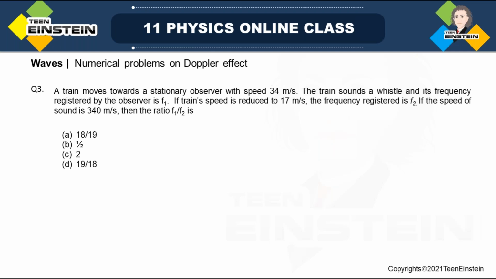In this case, the problem is a train moves towards a stationary observer. This is the observer, so stationary observer v0 is 0. vs is 34 meter per second. With this velocity, a train is moving, blowing a whistle, and the frequency of the sound wave is f1.